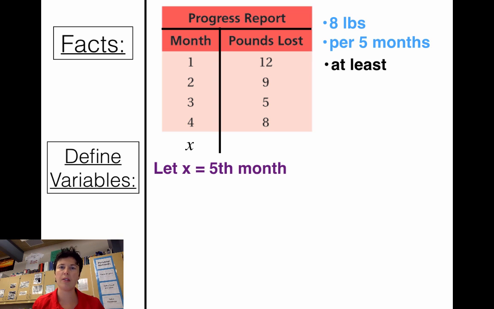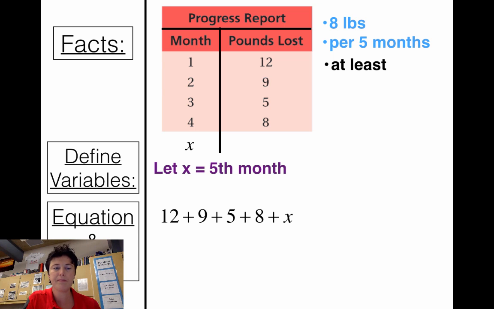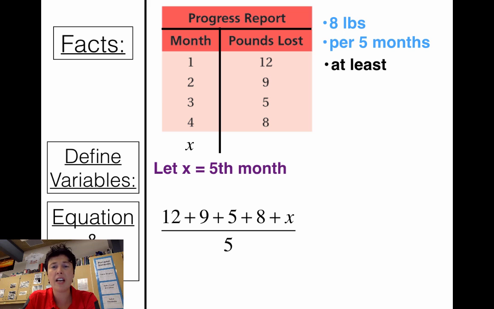So let's talk variables. Let's define some variables. How about we let x be the 5th month that we don't know? Let that be our variable. Let x equal our 5th month. I'll even add it to the bottom of my table there. Then I'm going to write an equation. 12 pounds the 1st month, plus 9, plus 5, plus 8, plus x. I don't know what the last pounds are in the 5th month, so I'm going to let x be that last one. All divided by 5 is going to be my average.